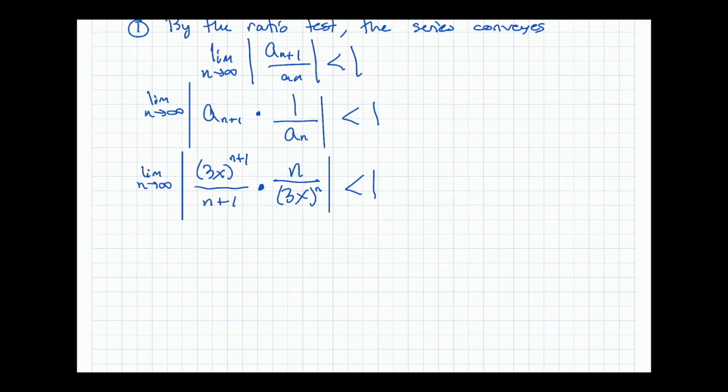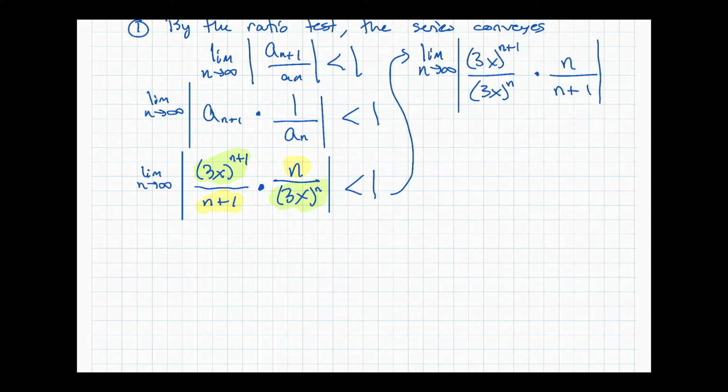Okay. I think I'm going to come up here so we don't waste so much space. And then I'm going to have the limit as n goes to infinity of, and what I'm going to do is I'm just going to group terms. What you want is terms that look alike above each other. So like this 3x should be above this 3x. And this n should be above this n plus 1. So let's rewrite that. So we have (3x)^{n+1} over (3x)^n times n over n plus 1. And all of that should be less than 1.